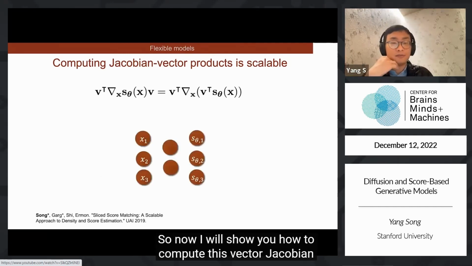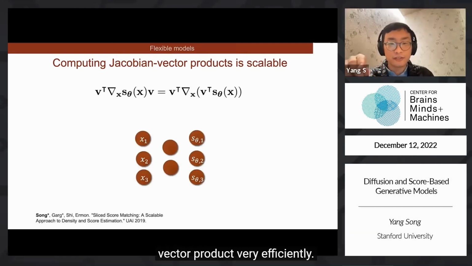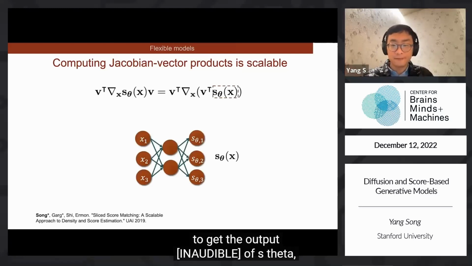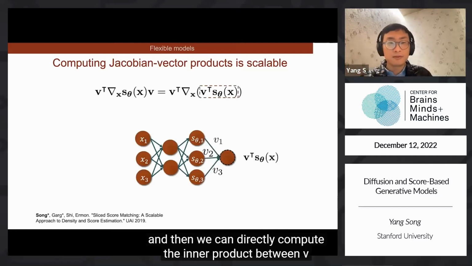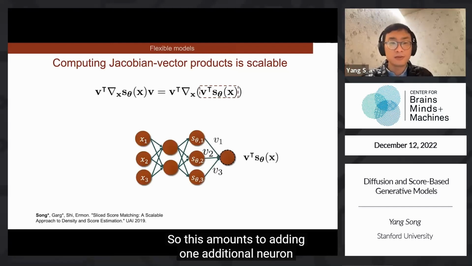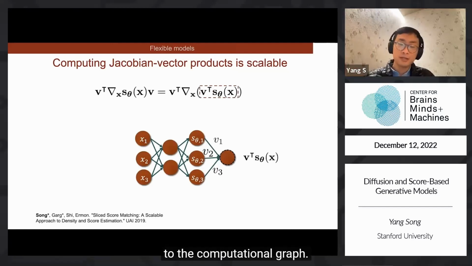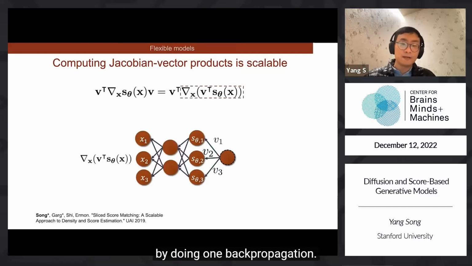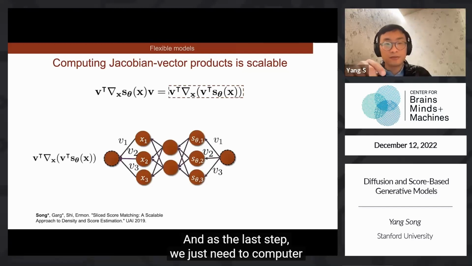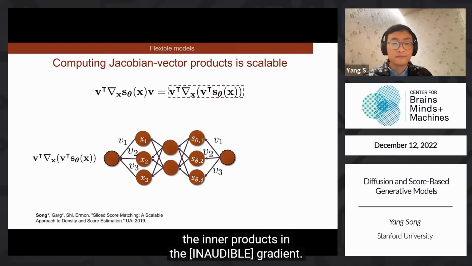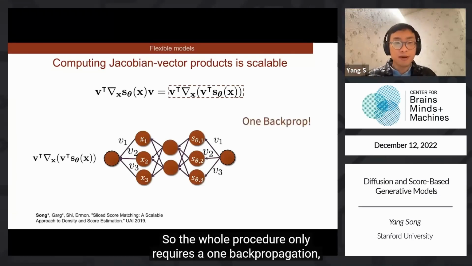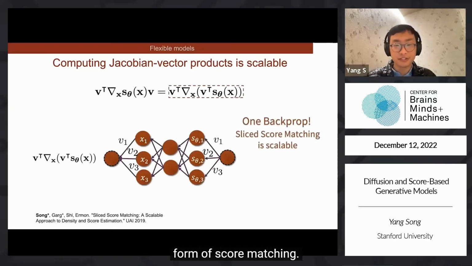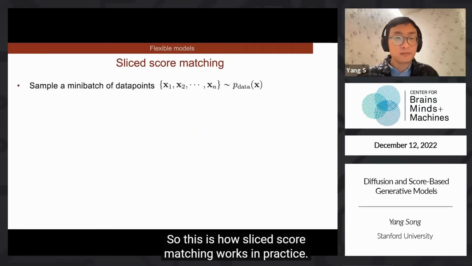Now I will show you how to compute this vector-Jacobian-vector product very efficiently. First, we just need one forward propagation to get the output of s_theta. Then we can directly compute the inner product between v and s_theta. This amounts to adding one additional neuron to the computational graph. Next, we can compute the gradient by doing one back propagation. And as the last step, we just need to compute the inner product between v and the gradient. So the whole procedure only requires one back propagation, which is much more efficient compared to the vanilla form of score matching.